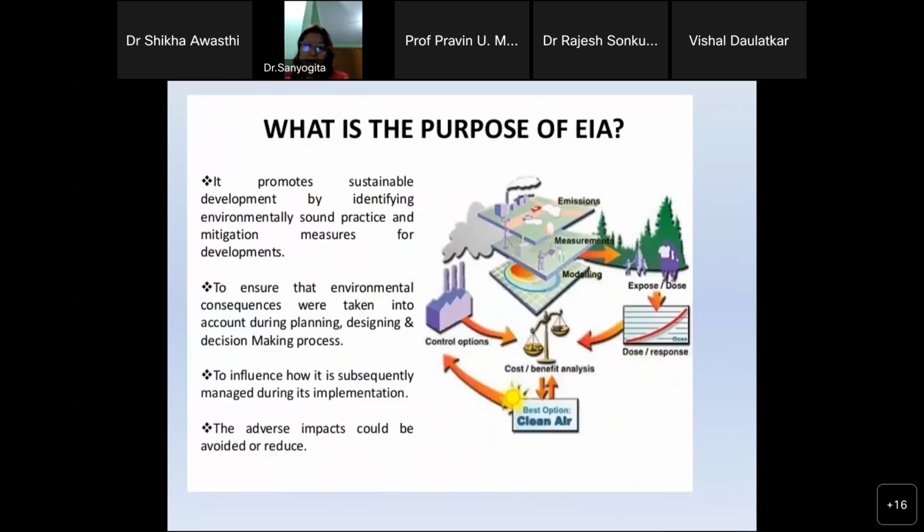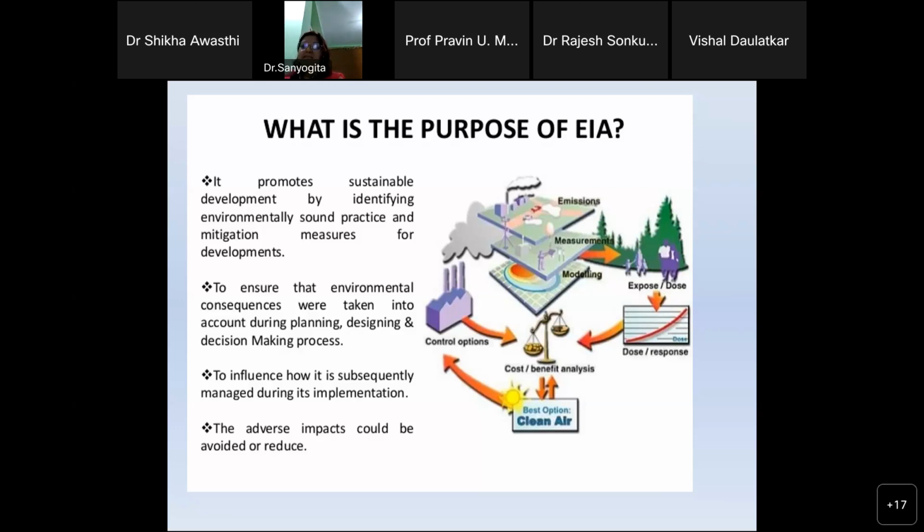Why is EIA required? It gives sustainable development. What is sustainable development? Sustainable development means we want development, but what development? Until now we only used the word development, but now we come with a new vocabulary, sustainable. So development at least cost to the surroundings, the environment, and the ecology. There should be a balance where development happens, but resources are also available for future generations. Such development is called sustainable development.